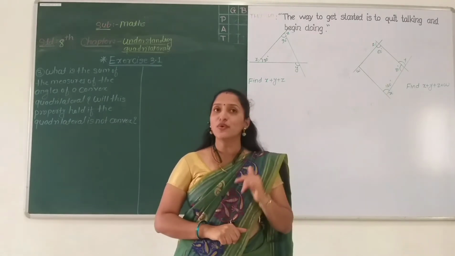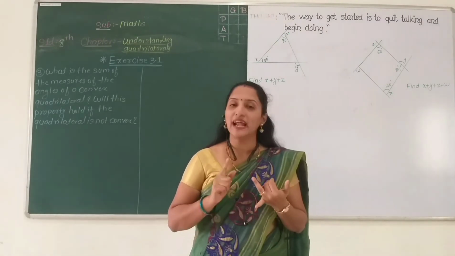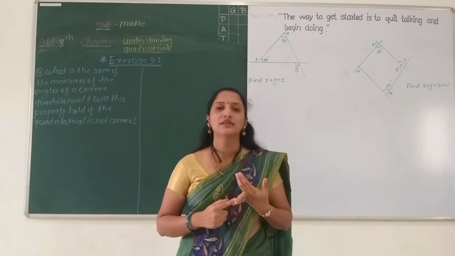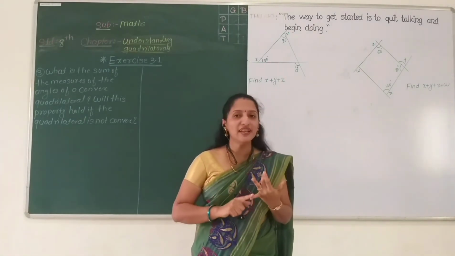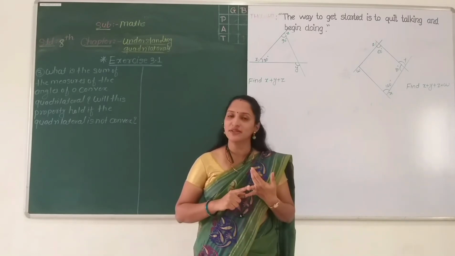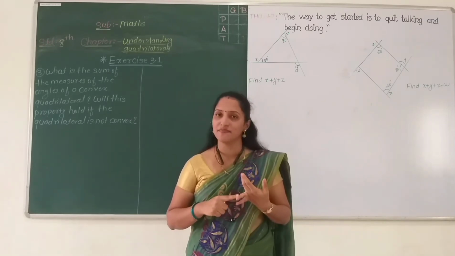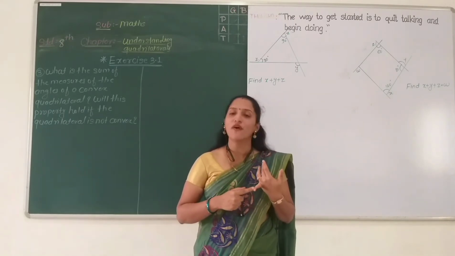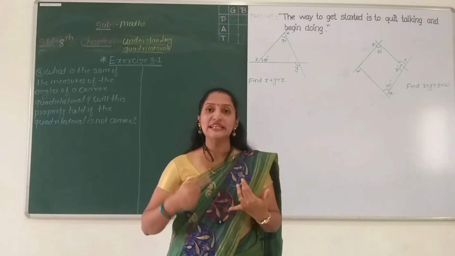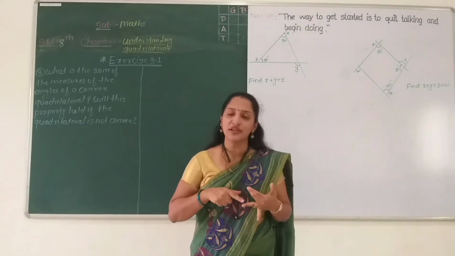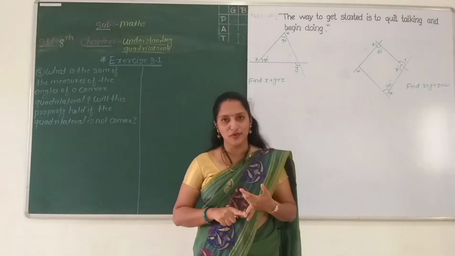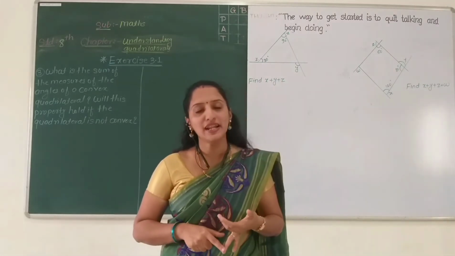Also we have learned regular polygon and irregular polygon. Which polygon is called a regular polygon? The polygon which is equilateral and equiangular. Equilateral means all sides are the same, and equiangular means the measures of all angles are the same. If the polygon is equilateral and also equiangular, then only that polygon is called a regular polygon. Otherwise it is called an irregular polygon.